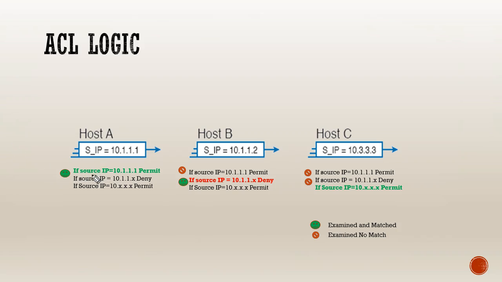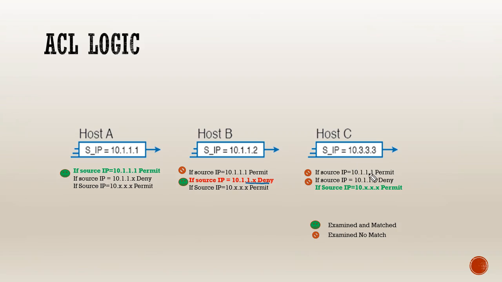If we're going to permit 10.1.1.1, the more specific, host A is 10.1.1.1, it's permitted. Over here, 10.1.1.2, if the source is 10.1.1.x, we're going to deny it. So it looks at this one, it doesn't apply. It goes to the next statement and says, oh yeah, I'm a 10.1.1 dot something, so I am denied.